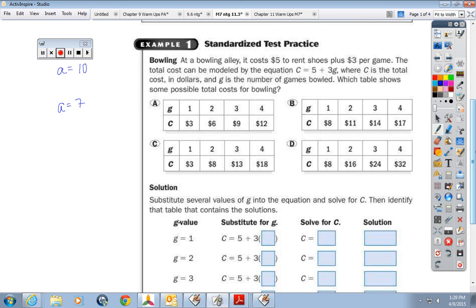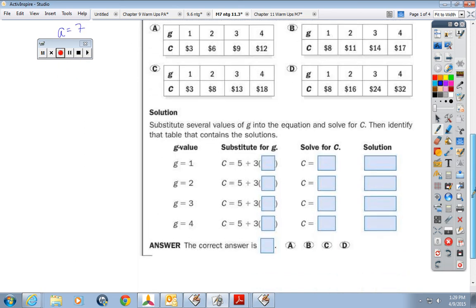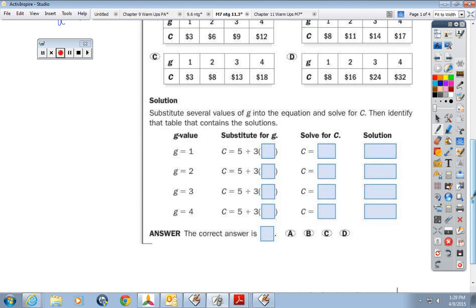Well, the only way to know is to pick several different values for the number of games we play, and to figure out how much it is going to cost for each game we play.